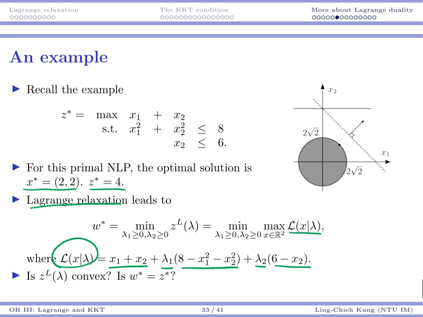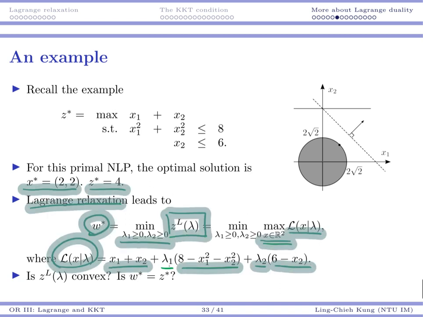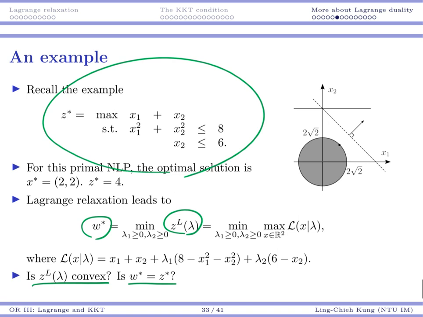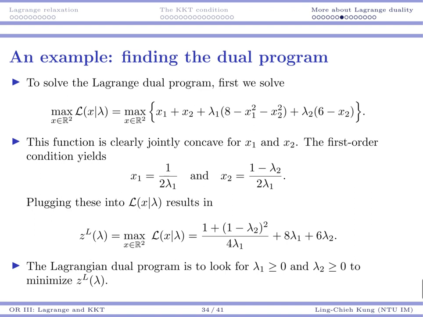Once we have the Lagrangian, we may choose x to optimize it, and that gives us ZL of lambda. We try to find the best lambda to give us W star. So that's the whole thing we want to go through in this particular example. Okay, so we want to see whether ZL is indeed convex and whether W star is indeed Z star, because this is indeed a convex program, right? So W star should really be Z star. Okay, so let's try to solve the Lagrange dual program.